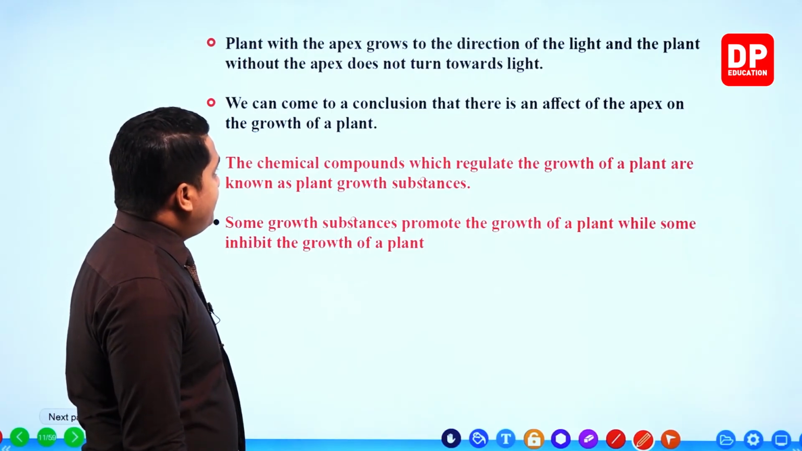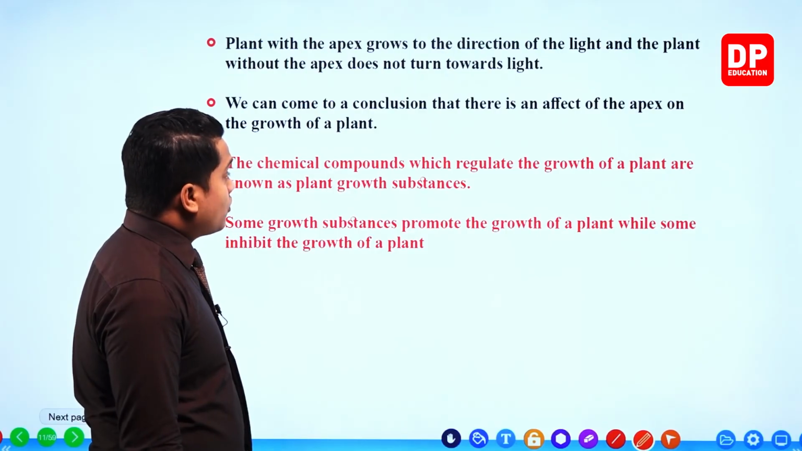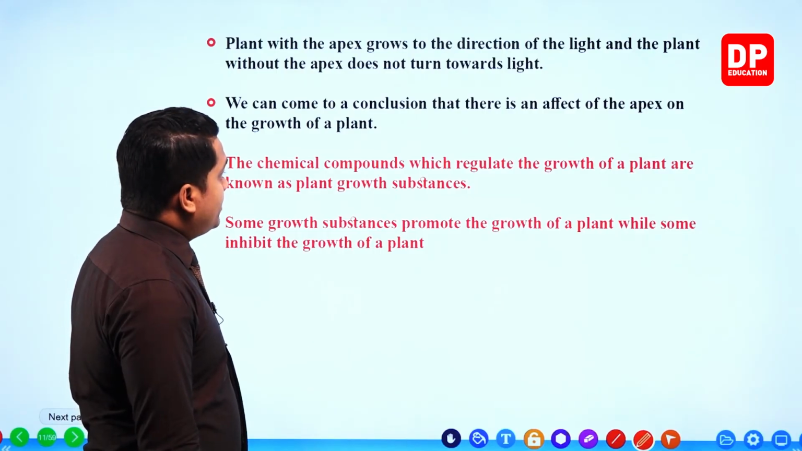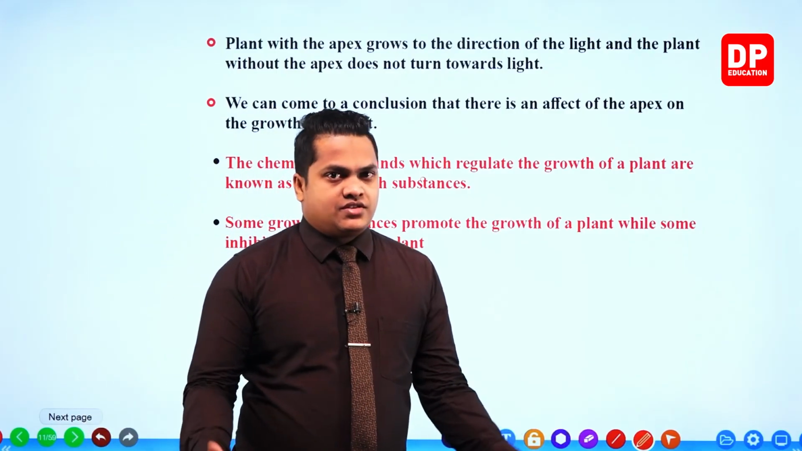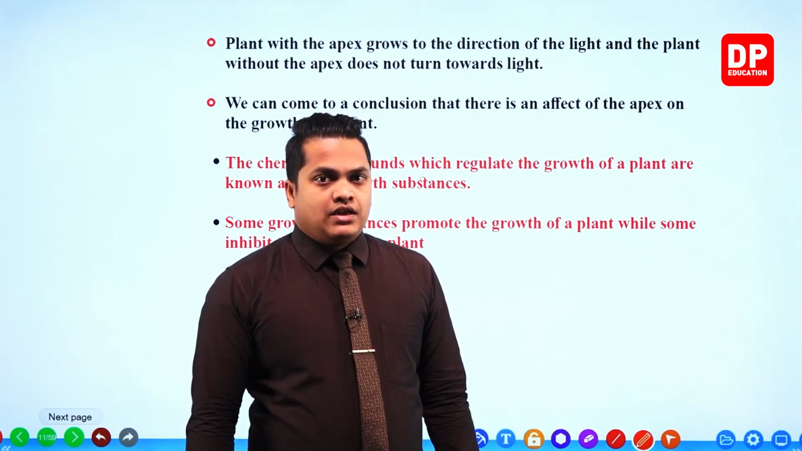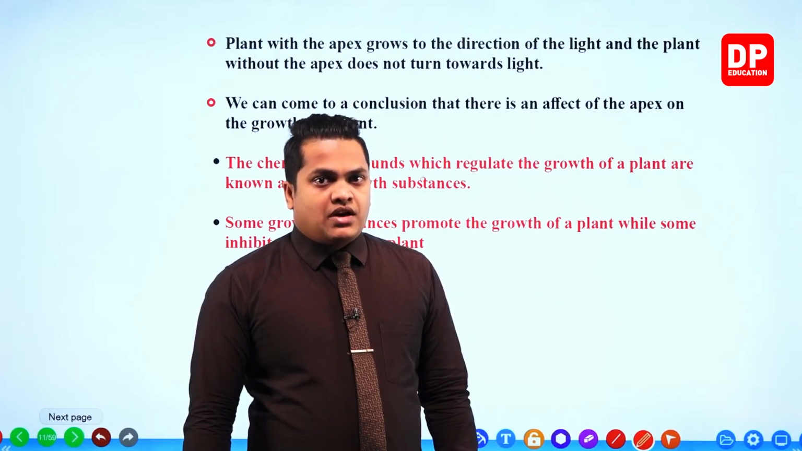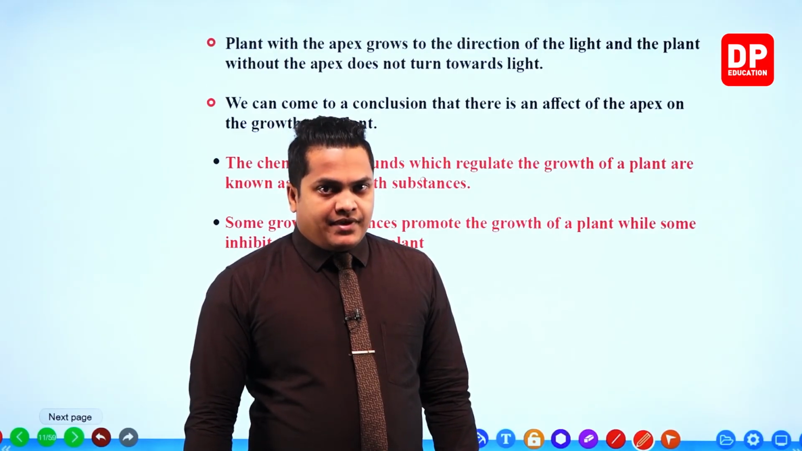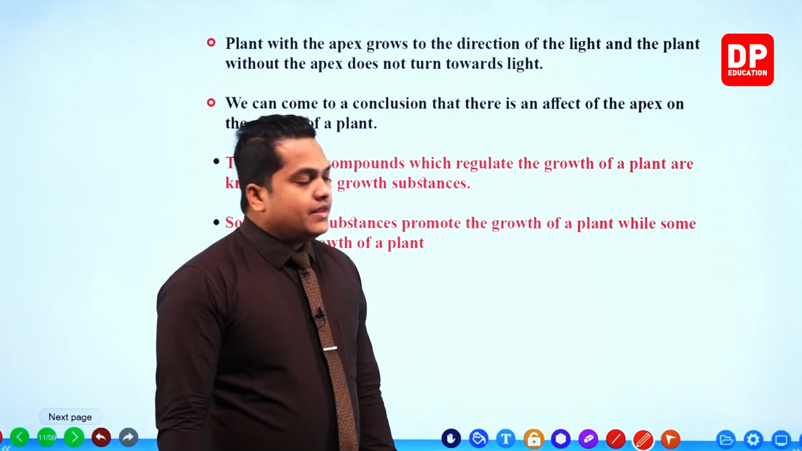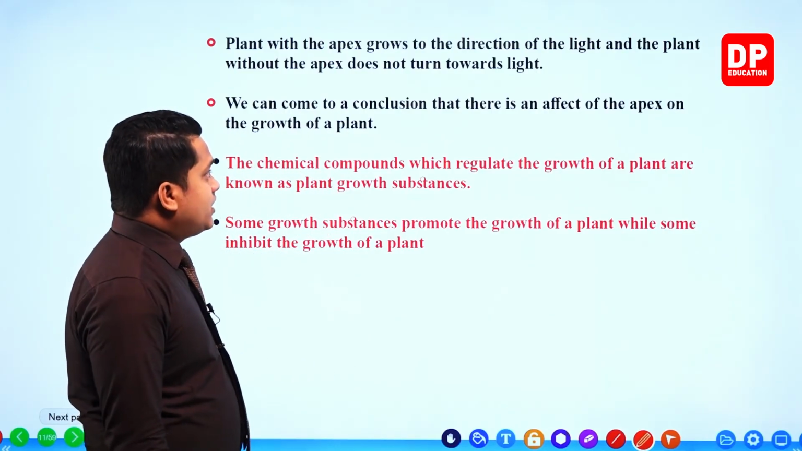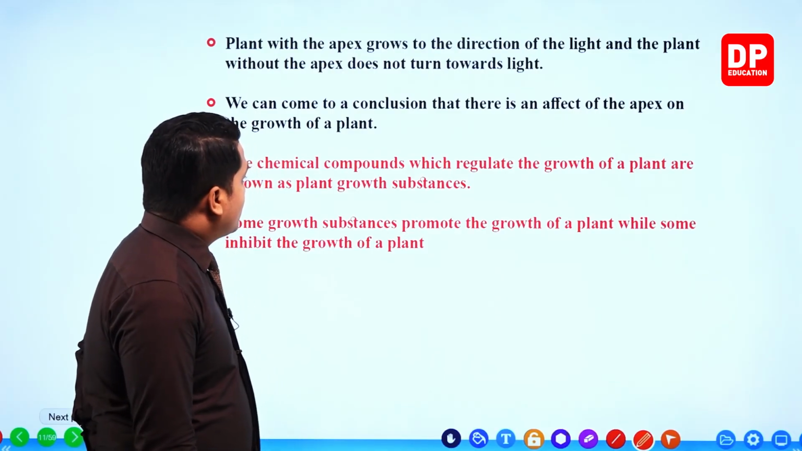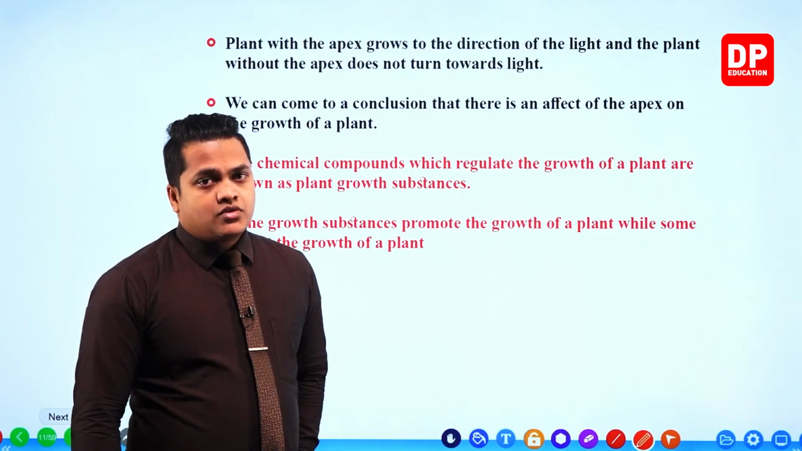The plant with the apex grows in the direction of light, and the plant without the apex does not turn towards the light. So it's quite obvious to us, and we even wrote that down in our observation as well. There's no change. However, if there is an apex, then it's going to change the direction and travel. Then we can come to a conclusion that there is an effect of the apex on the growth of a plant. So we discussed that, right?